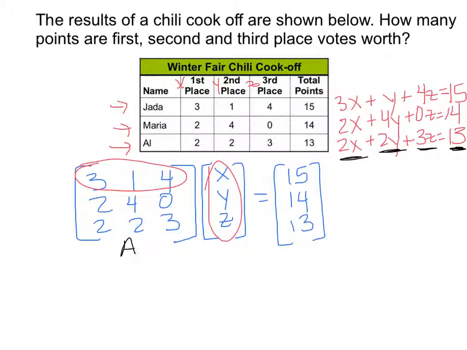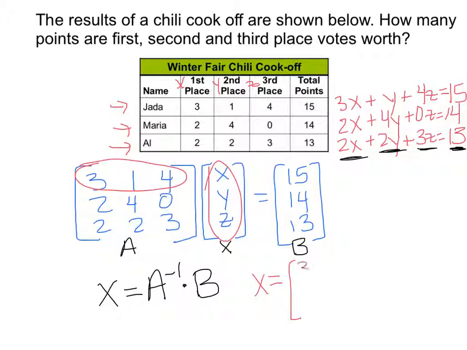So this is matrix A, that's matrix X, and this is matrix B. So we can use our technology to find A inverse B, and we should be able to find the number of points that we get. And our matrix that we get, matrix X, is going to be a 3 by 1 matrix. So in this case, when you do this, you end up with X equals a 3 by 1 matrix, which is 3, 2, 1.